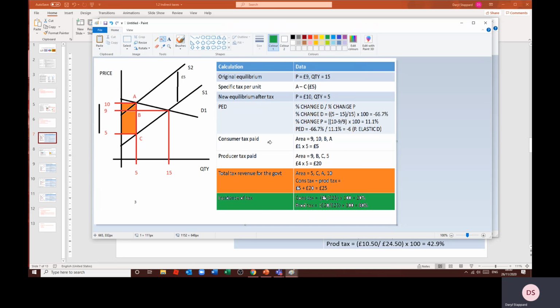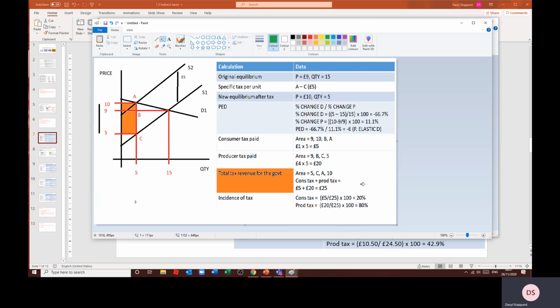The consumer was paying £5 out of the £25 generated. Well, 5 divided by 25 times 100 shows that the consumer is paying 20% of the tax. The producer is paying the remaining 80% of the tax. Now look at this then. When demand was very inelastic, it was the consumer who paid the bulk of the tax. Well, this time it's going to be the producer who will have to pay the bulk of the tax.